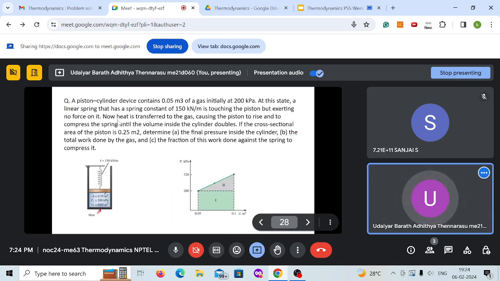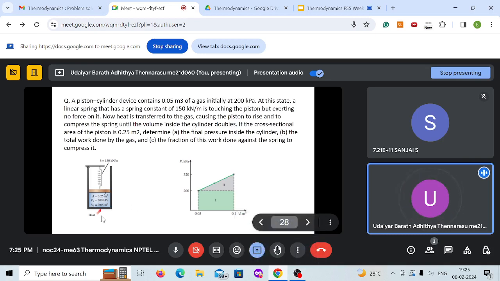Okay, a last and final problem. We have a piston cylinder device which contains 0.05 meter cube of gas, initially at 200 kilopascal. At this state, a linear spring that has a spring constant of 150 kilonewton per meter is touching the piston but exerting no force. So you have a piston, you have a spring suspended, and the piston is just touching the spring. It's not compressing the spring, and you have some amount of gas inside the piston cylinder arrangement, given as 0.05 meter cube at a pressure of 200 kilopascal.